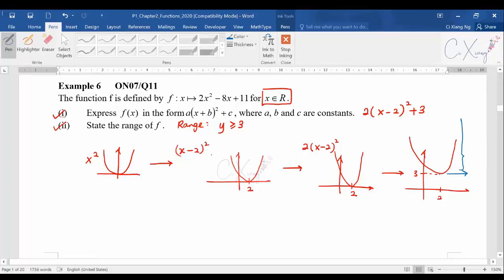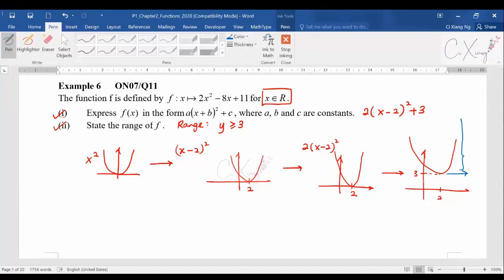So this is by using the transformation knowledge we learned. If you're lazy, then this is what you can use: completing the square. Straight away draw the graph from completing the square, and then you get the range. So see which one you prefer. In the exam, they will not fix any method for you, because they are not asking you to sketch all the graphs here. So all these are for your own understanding only.